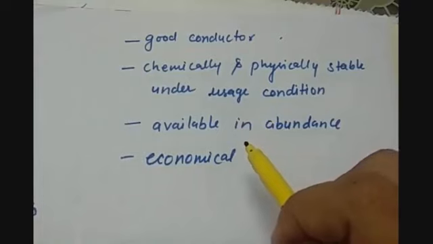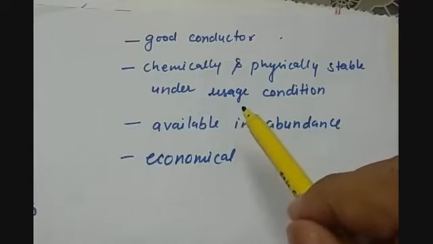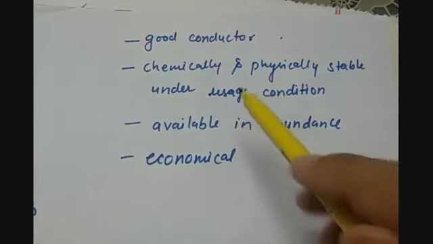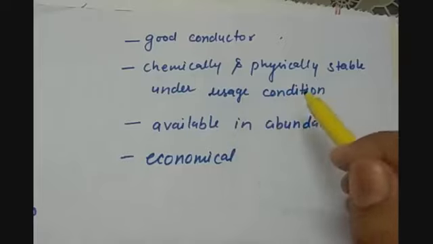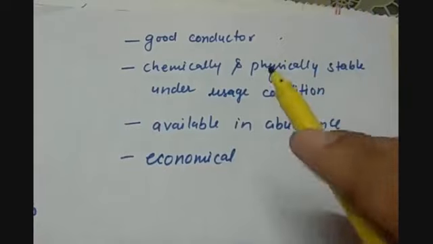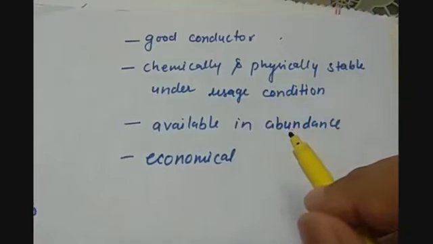Although silver is the best conductor of electricity, being expensive, it cannot be used in making connection wires or to transmit electricity. So that is why copper and aluminium, which are found in abundance, economical, stable, good conductors of electricity, are used for transmitting electricity from one point to another.